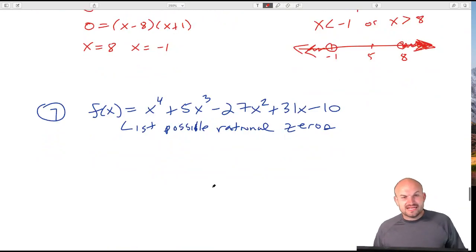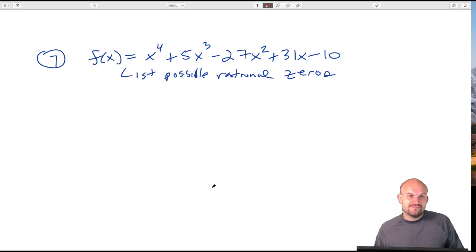All right, last one, at least that I have listed up here. f of x equals x to the fourth plus 5x cubed minus 27x squared plus 31x minus 10. It says list all the rational zeros. The student did tell me that they wanted to know how to find all the zeros using the guess and check method. And I haven't taught that in 5 years. Not that I can't do it. It's just I stopped teaching it because it took too much time.